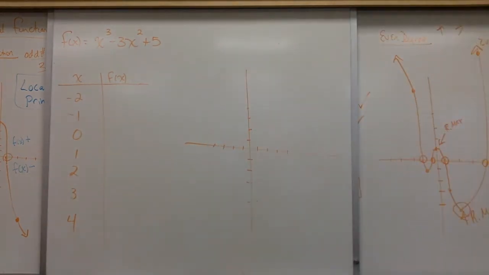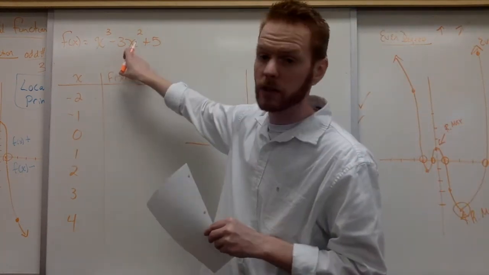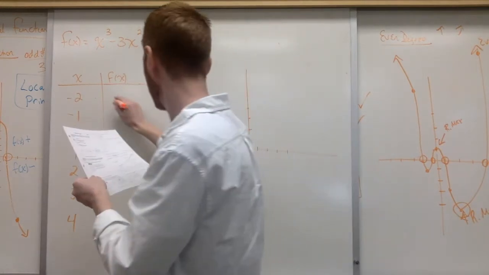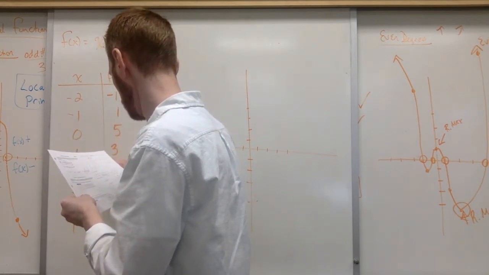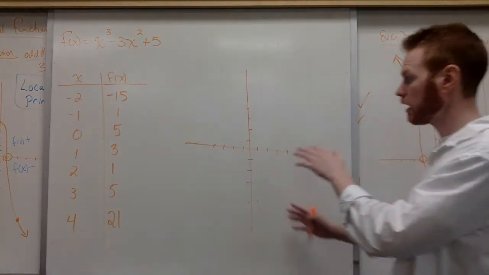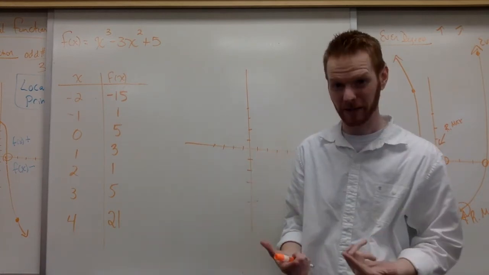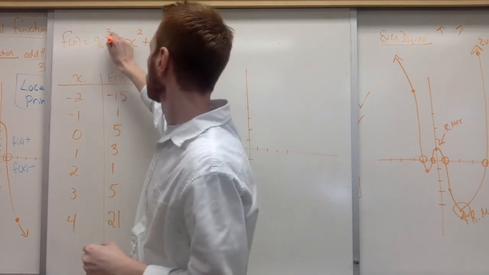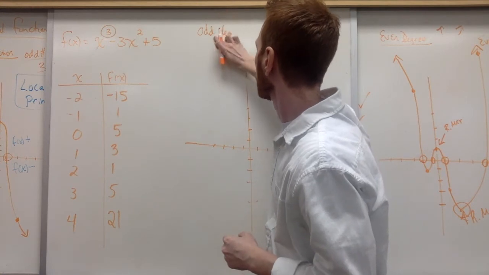Okay? So let's see here. All right, so this looks good. So what I'm going to do is I'm going to plug these values into this function and get the y coordinates. And this is what it would be. So we have negative 15, 1, 5, 3, 1, 5, and 21. There we go. Now I'm not going to graph this yet. I want to discuss all the characteristics this is, and then we'll talk about graphing. Looking at the leading degree, I can see that this is an odd degree polynomial.